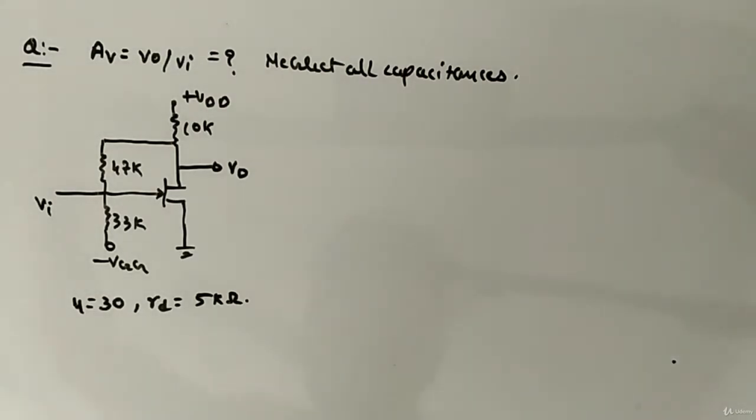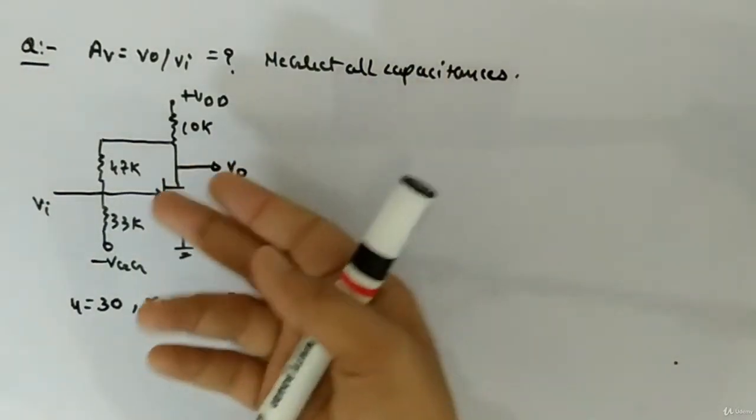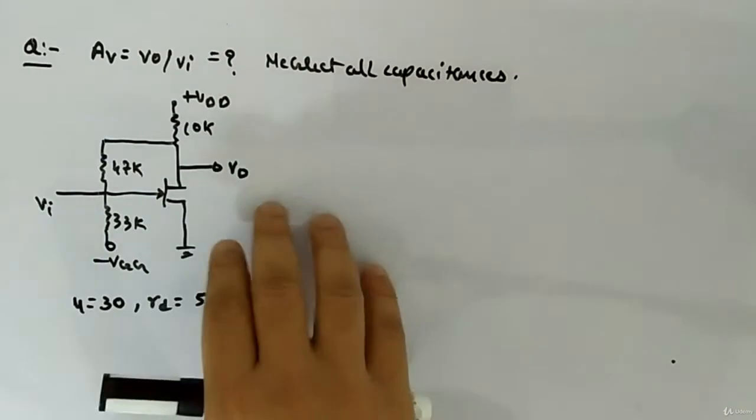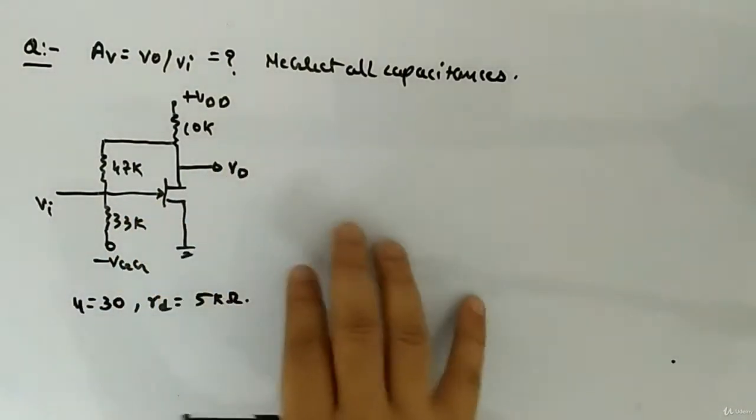Okay, let's look at an example here. Just to get more familiar with Miller's theorem, I have taken this example. You have to calculate V naught by Vi. You have to do the AC analysis directly.